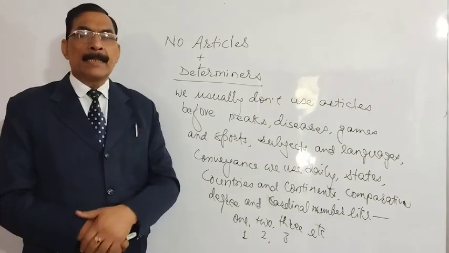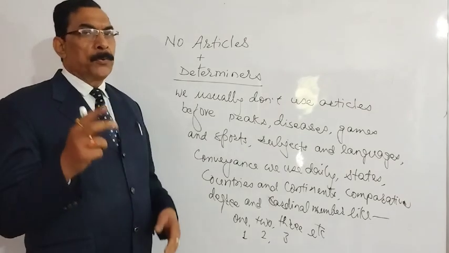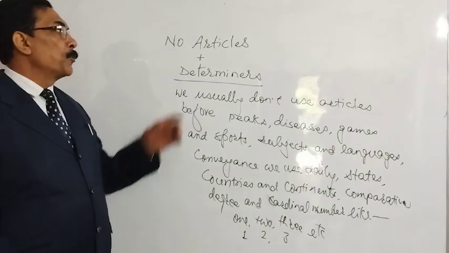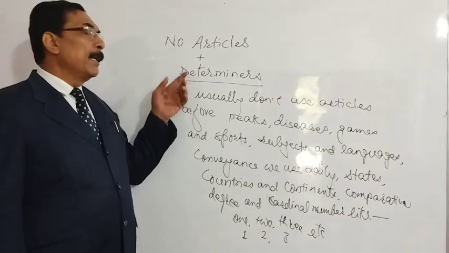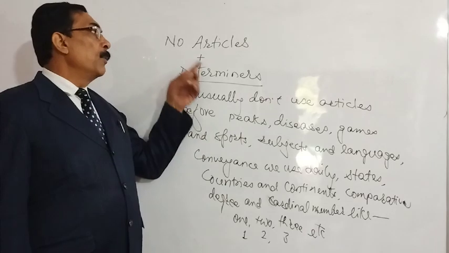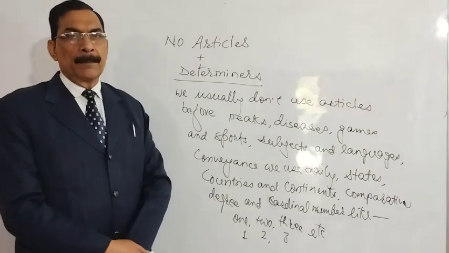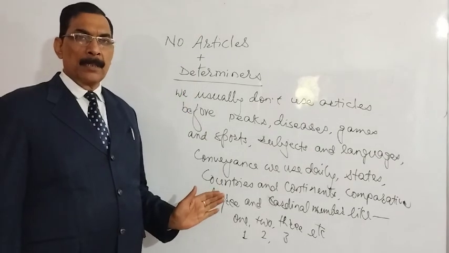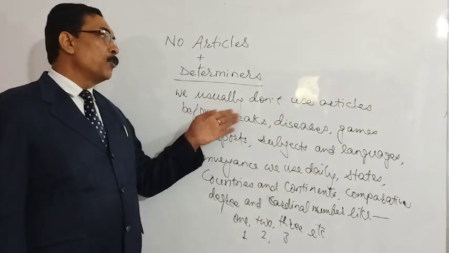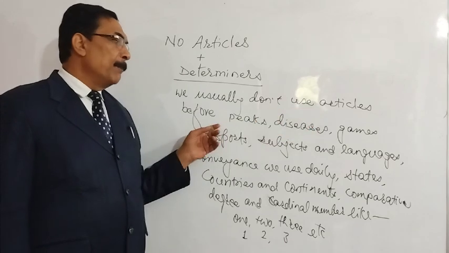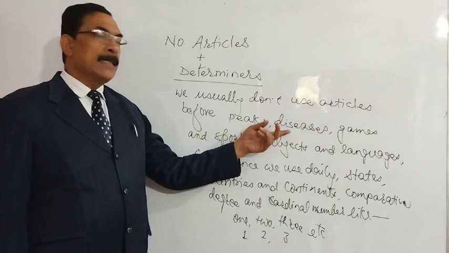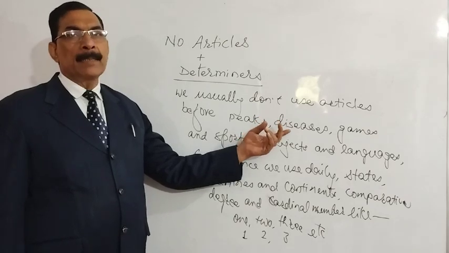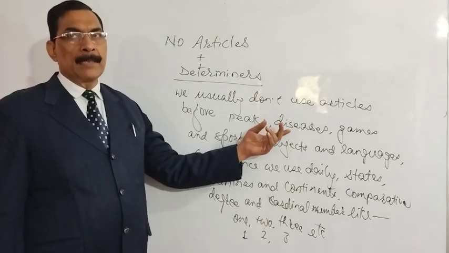So the chapter I started is article. Two parts have already been made, and now for the same, no articles and determiners we have to study today. No articles we have been reading since childhood. Our teachers have taught that usually we don't use articles before names of diseases. Here, epidemics, pandemics, outbreaks are exceptions.